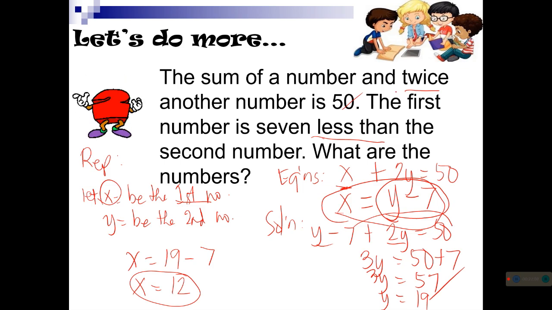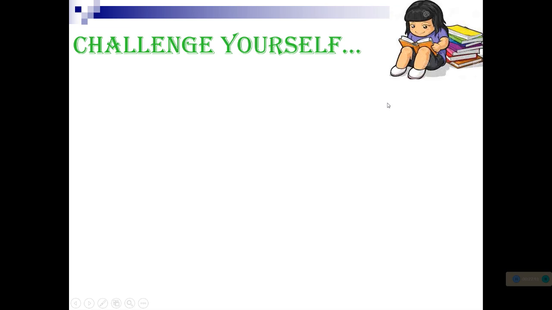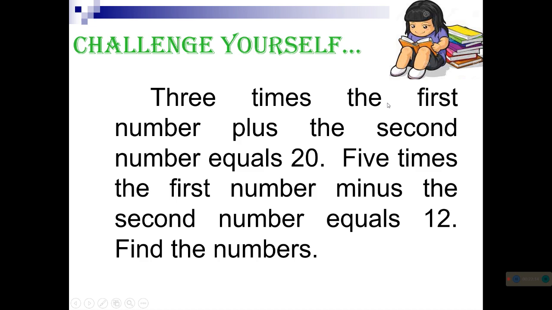Okay? Question? I have here a sample problem that you can solve if you have time, to challenge yourself. The problem is: 3 times the first number plus the second number equals 20. 5 times the first number minus the second number equals 12. Find the numbers. Solve this using the 3 steps: having your representation, 2 equations, and then you are going to solve.